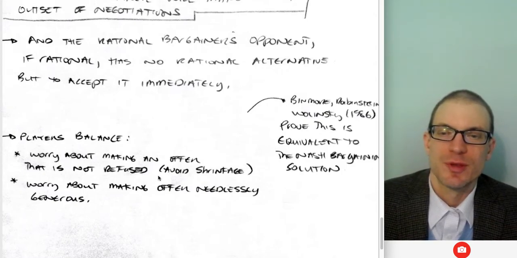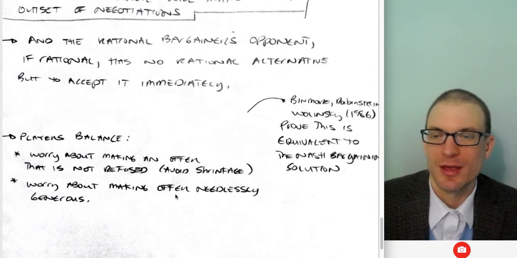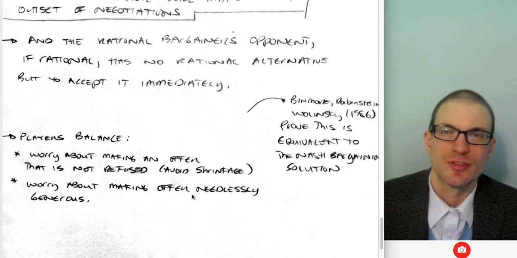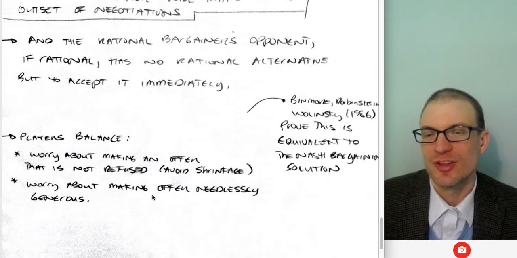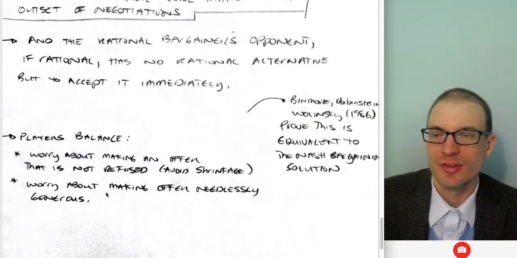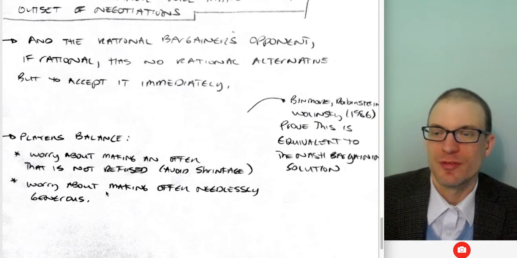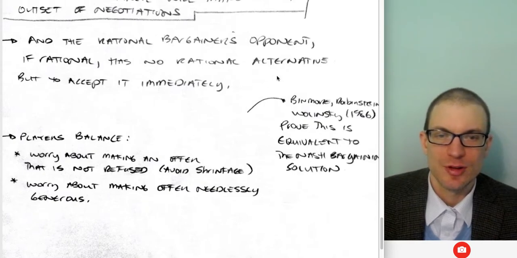There's the worry, so they have to balance off the worry about making an offer that's refused, because you want to avoid the pie shrinking, against the worry about making offers that are unnecessarily generous. So you don't want to be too generous, but you don't want to be insufficiently generous, because if you're not generous enough, then they're not going to accept, and then you're going to lose surplus. And if you make the offer too generous, then they will accept, but you've given away too much.